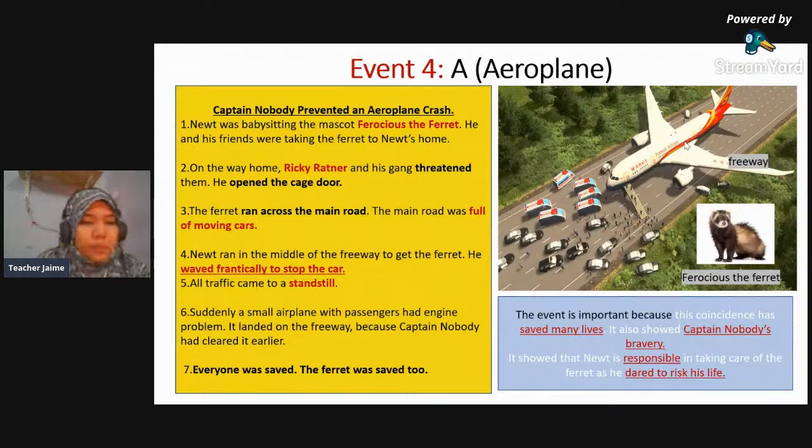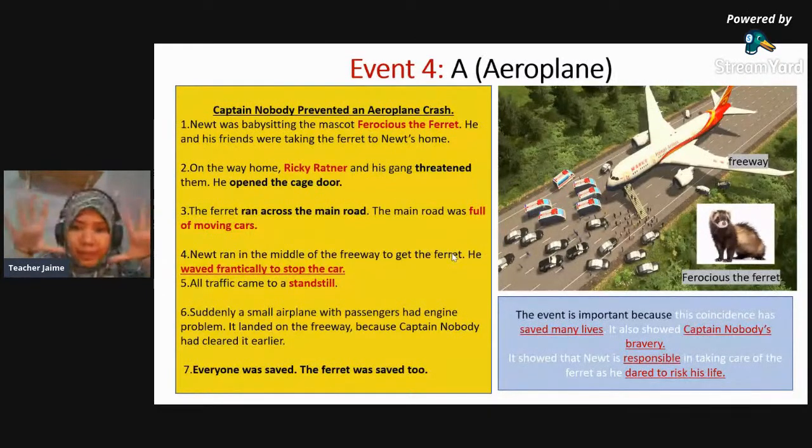Number 4, Newt ran in the middle of the freeway to get the ferret. So he was very brave. Imagine the ferret ran to the middle of the freeway and he chased after the ferret. He waved lambai, waved frantically to stop the car. All traffic came to a standstill.